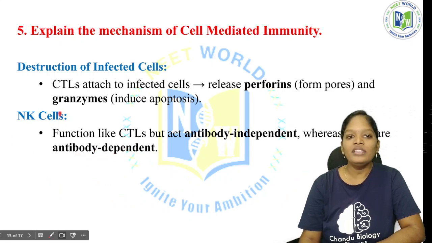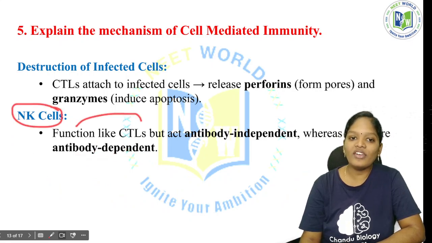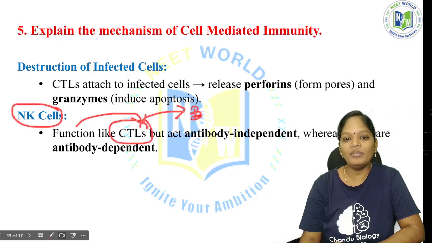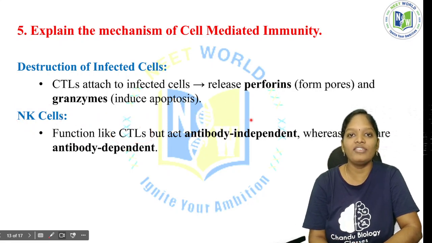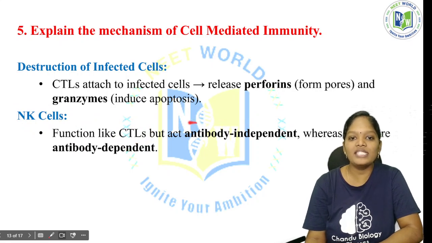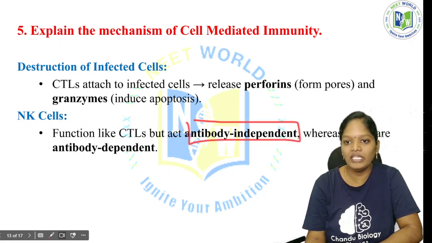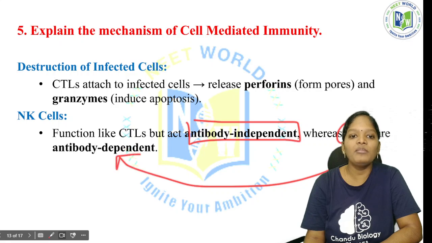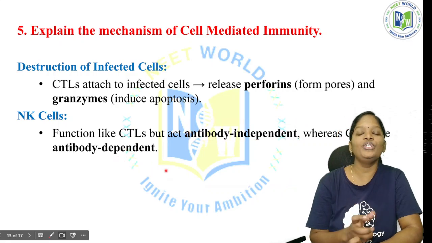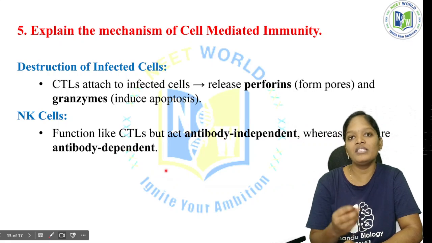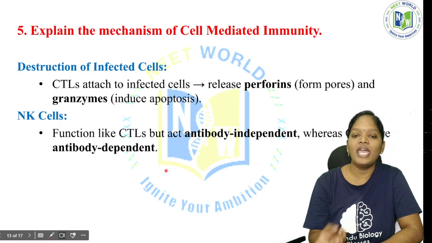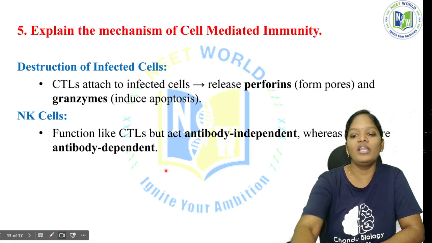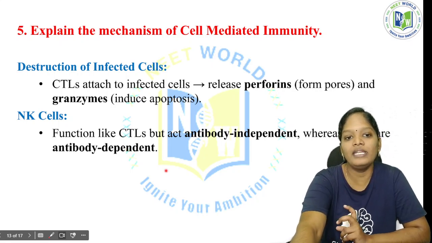Now these NK cells can also function like cytotoxic T lymphocytes, but they do not stimulate the B cell; instead they themselves have the capacity to kill the infected cells. That is why we call NK cells antibody independent. The CTLs are antibody dependent, because the T cell stimulates the B cells, the B cells differentiate into plasma cells, and the plasma cells produce antibody. As they are antibody dependent, we call the CTLs antibody dependent.